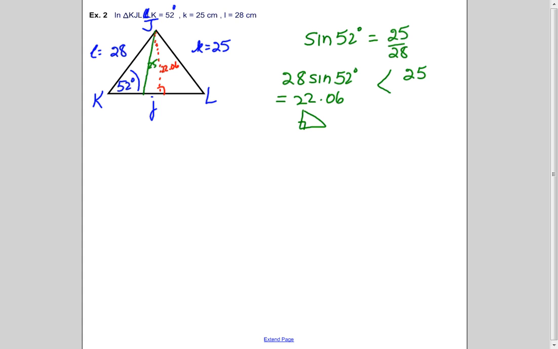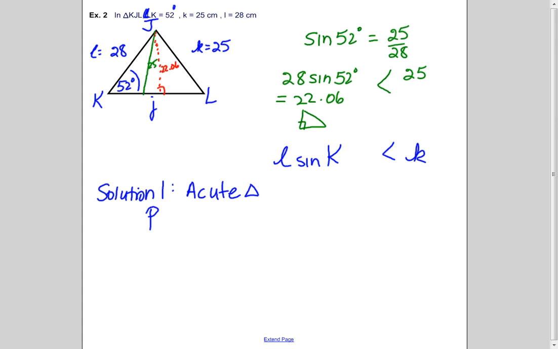But since 25 is larger than 22.06, I have to consider the ambiguous case. So what I am comparing is k, and I am comparing that to l sine angle K. We'll keep that in the back of our brains. There are two possible solutions. Solution 1 is the KJL the way that I've drawn it, with the acute angle.